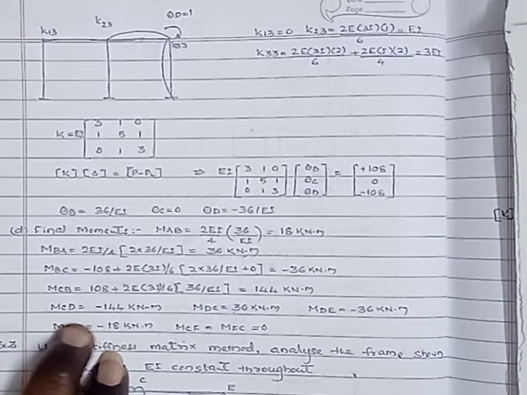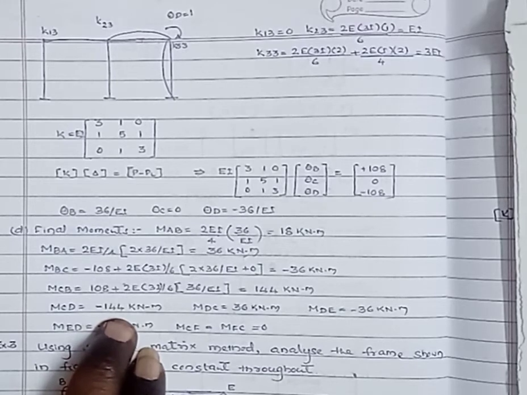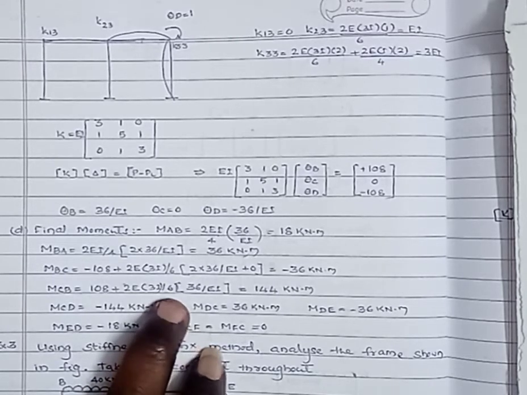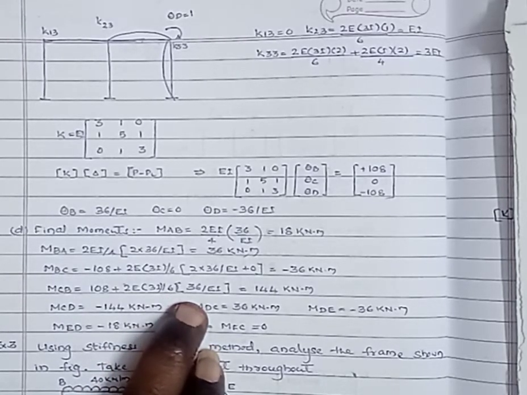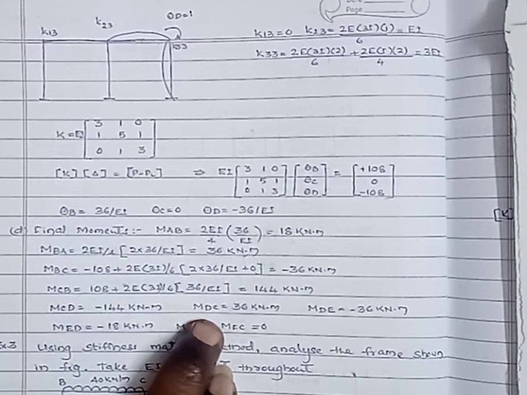Then MCD for the other horizontal member. Since I told you that this is symmetrical, at joint C, that is MCD, the fixed end moment is minus 108 plus 2E into 3I by 6 inside the bracket 2 theta C, which is 0, plus 1 times the far end, that is theta D, which is minus 36 by EI. After simplification MCD equals minus 144 kilonewton meter.